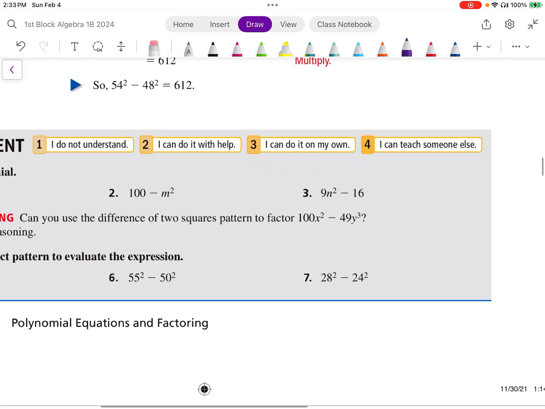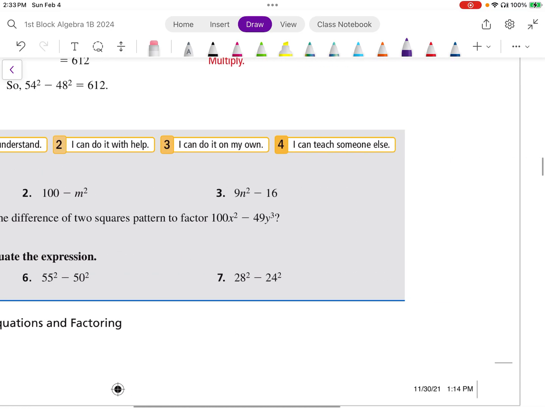Why don't you go ahead and try to solve number 3 on your own. So pause the video, solve number 3, and then come back to check your work.